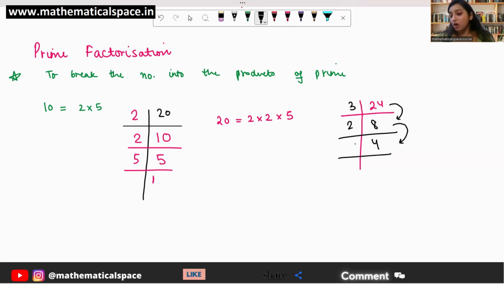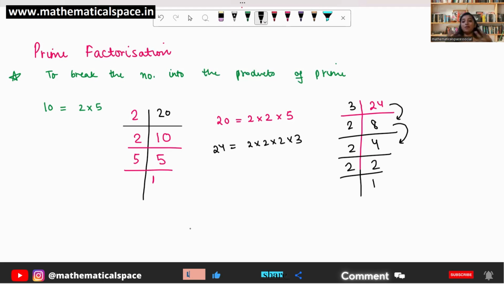Now 4. What number can divide 4? 2. So 4 divided by 2 will give us 2, so we'll write down 2. Similarly, 2 divided by 2 will give us 1. So what are the prime factors of 24? 2 times 2 times 2 times 3.